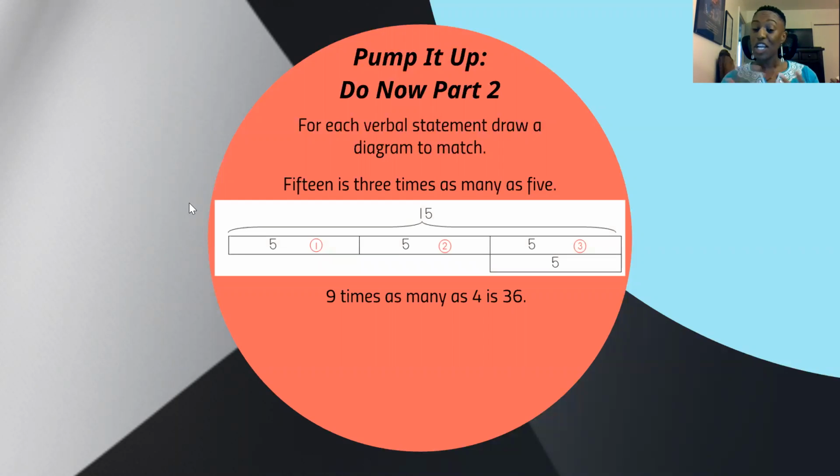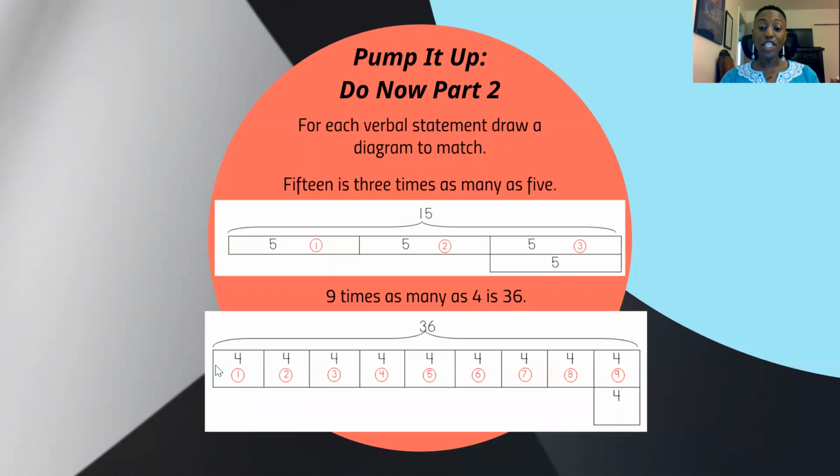Perfect. I chose to switch it up. I can have the lesser amount over here, or you can have the lesser amount on the bottom as long as you keep the relationship the same. So you see it's 1, 2, 3 copies of the lesser amount to show how many times greater the greater amount is than the lesser amount. Talk to me about the second one.